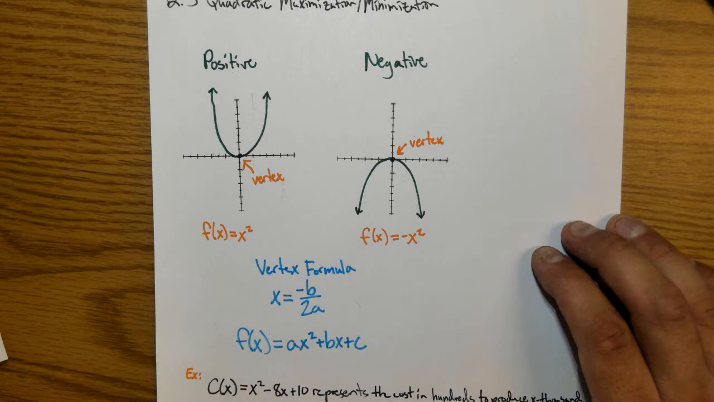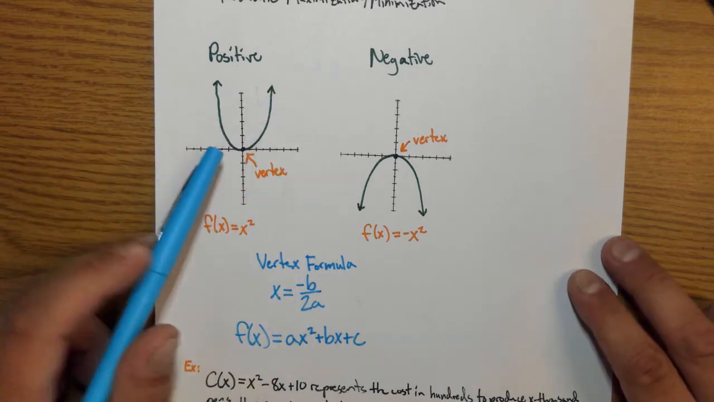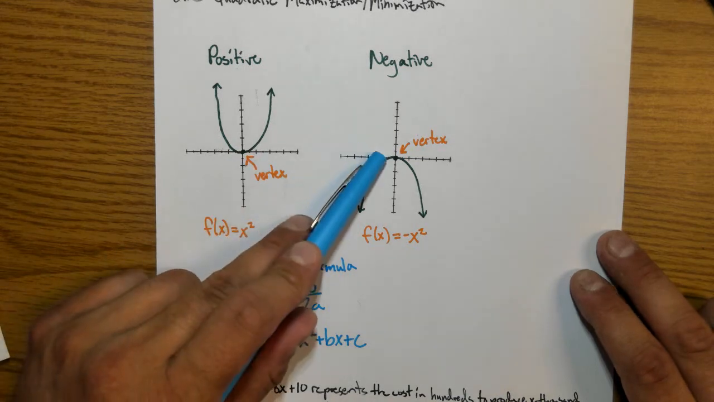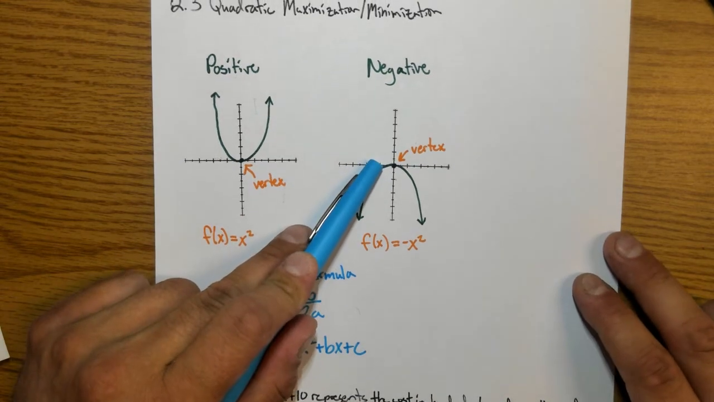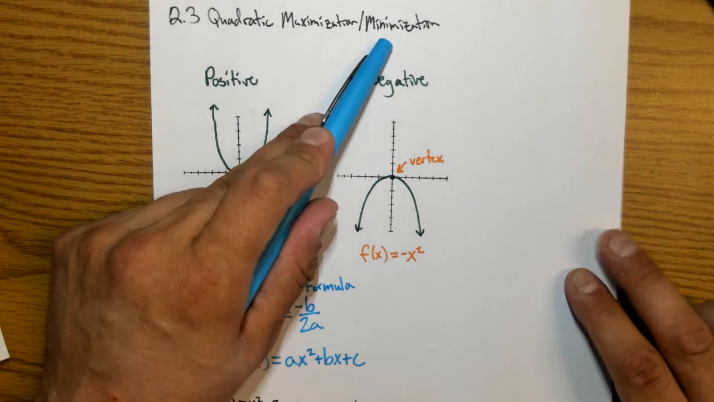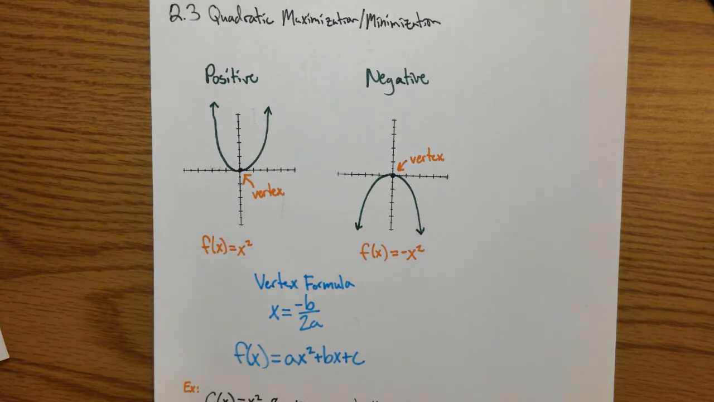Well, parabolas have what we call a vertex, and a vertex is the point at which the parabola changes direction. Depending on whether it's positive or negative, it's either going to be the lowest point of the function or the absolute highest point of the function. Now, why is that important to us? Well, we're talking about maximization and minimization here. What those two terms mean is really big in business. You try to minimize production costs while you try to maximize profits.